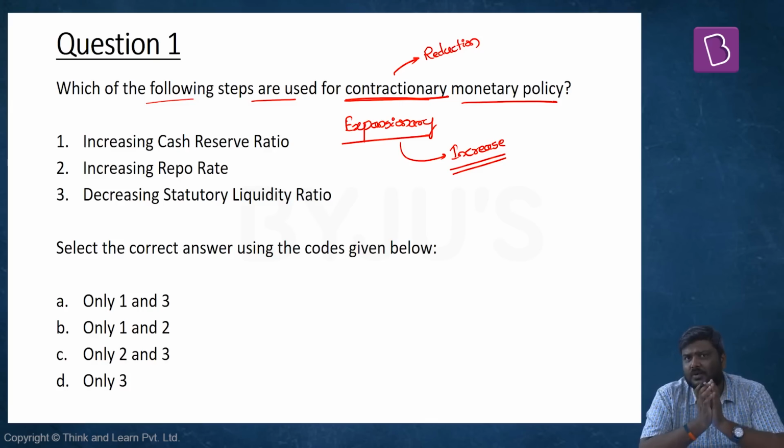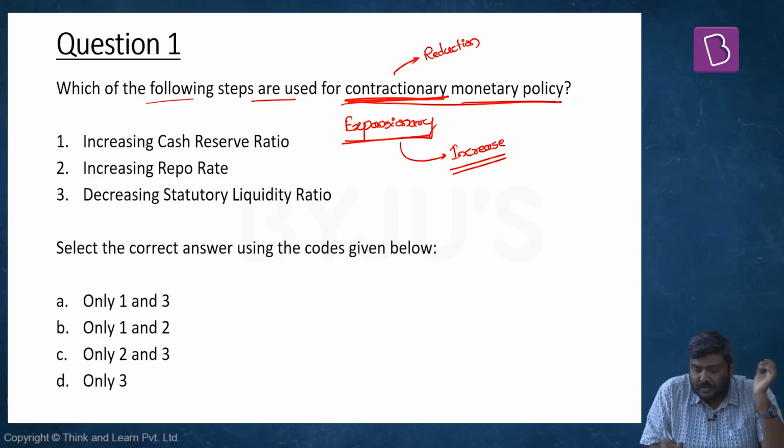Using any of these particular tools, if the monetary policy committee aims to increase the money supply in the market, such a monetary policy is called expansionary monetary policy. If it is vice versa, it will be contractionary monetary policy. Now the question is related to contractionary monetary policy. Let's look at the points here.